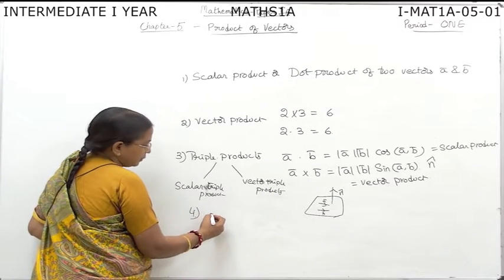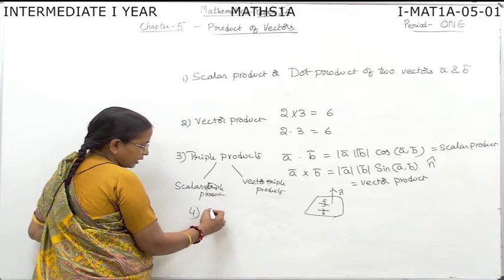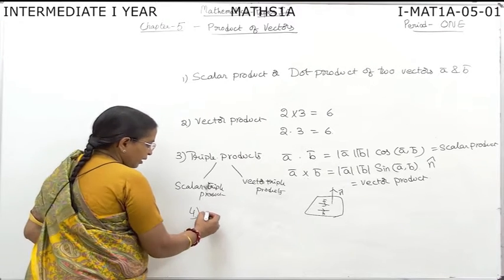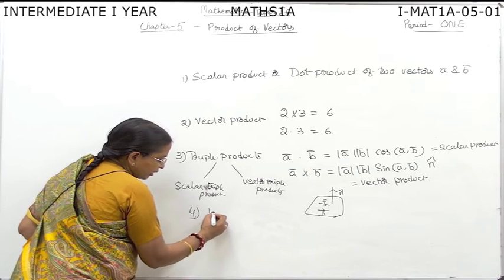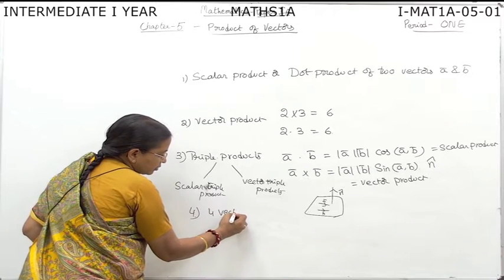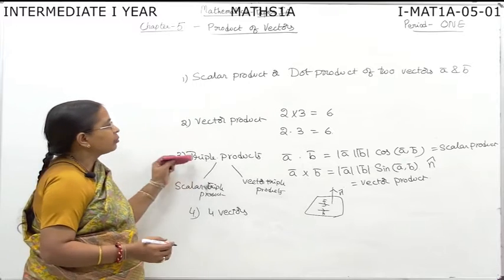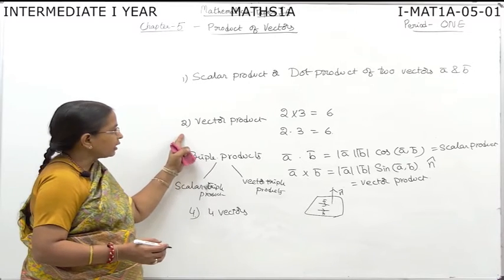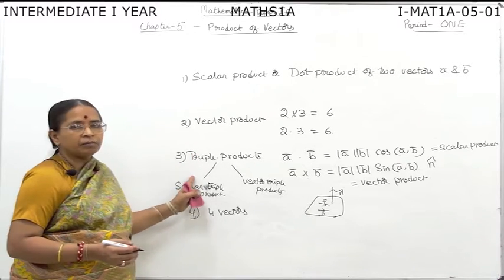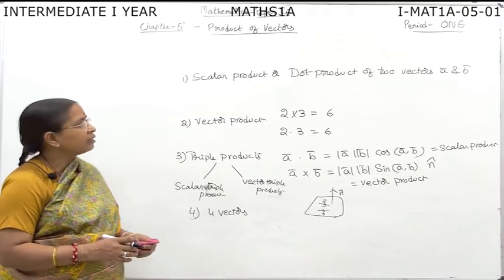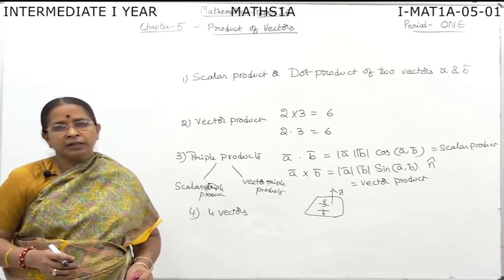And then you have the product between four vectors. How is the product between four vectors defined? All this you will learn in this chapter. First you will learn about dot product, then vector product or cross product, then triple product, then the products between four vectors. So these are the four things that you learn in this chapter.